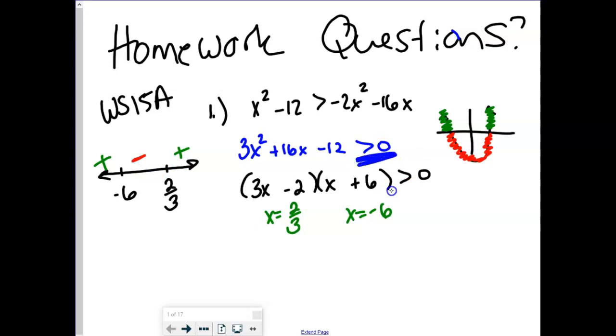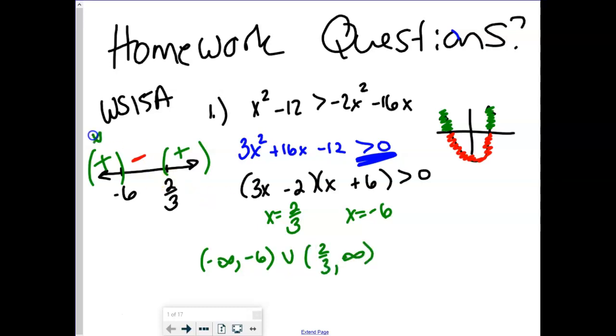I want to know where it is greater than 0. So I'm worried about the green pieces. Starts here, ends here, starts here, ends here. Notice I use parentheses all the way along there because there is no equal to symbol on this problem, so you're not going to be using brackets. So this quadratic is positive from negative infinity to negative 6, union 2/3 to infinity.